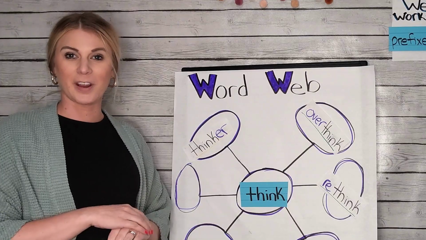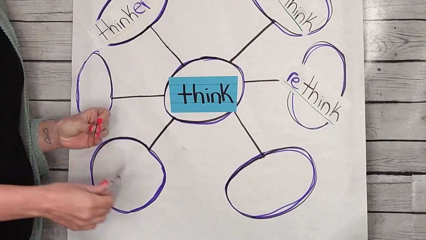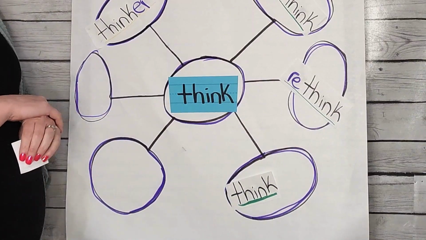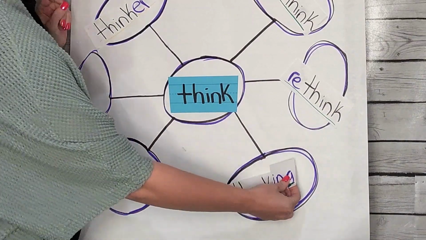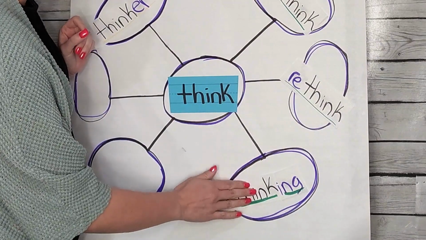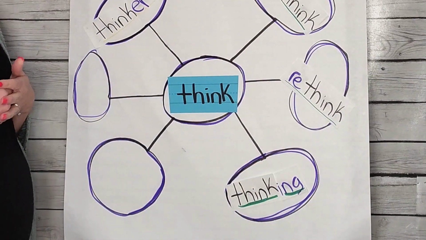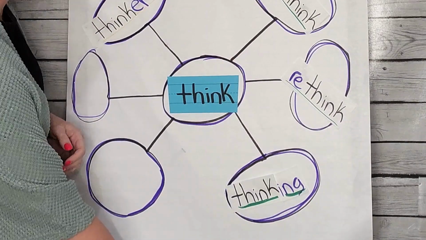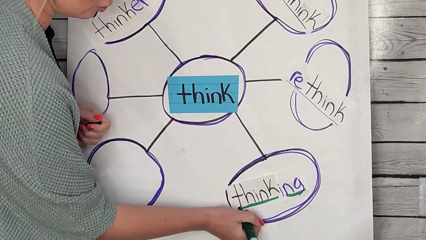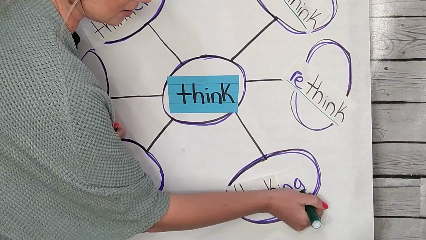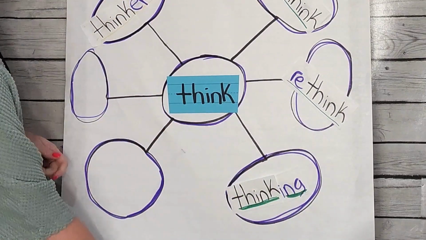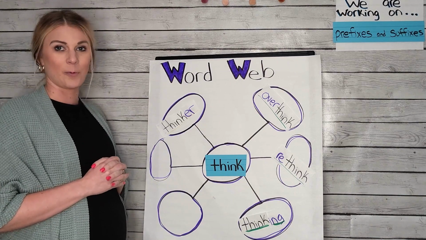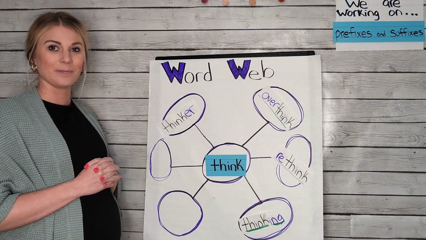Are you ready for our next word? I'm going to put our base word up, think. And this time we're going to add a suffix. Let's add our suffix ing. What word did we build? Thinking. I'm going to underline this word green because it's another verb, an action word, something we do. I was thinking all day about what I wanted for dinner that evening.